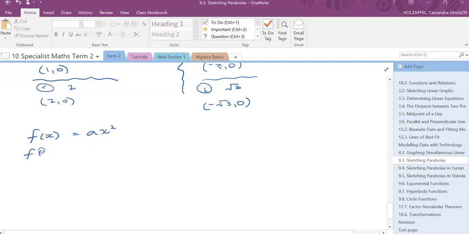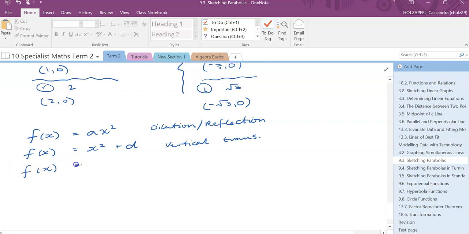The next one that we looked at was f of x is equal to x squared plus d on the end. So this was our vertical translation. Actually, let's write this. So this could be our dilation, or it could be our reflection, depending on what its value is. This value d here was our vertical translation. And then the last thing that we looked at was the horizontal translation.